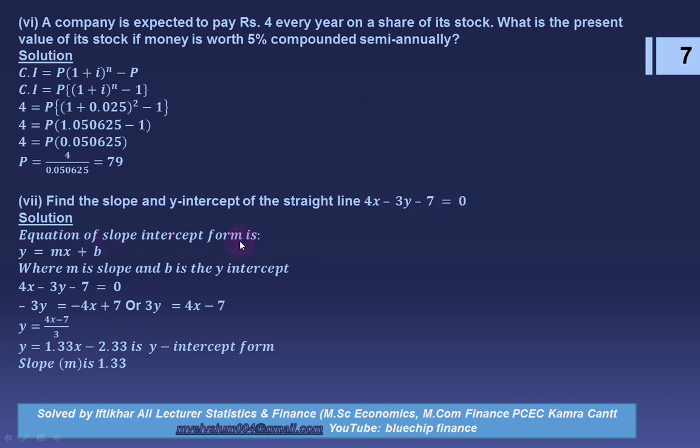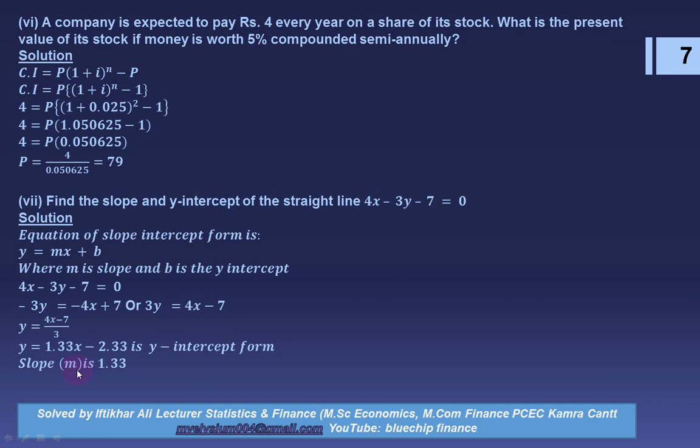Find the slope and y-intercept of the straight line 4x minus 3y minus 7 equals 0. The slope-intercept form of the equation is y equals mx plus b, where m is the slope and b is the y-intercept. So 4x minus 3y minus 7 equals 0, and minus 3y equals minus 4x plus 7, or we can say 3y equals 4x minus 7. You can interchange the sign of the whole equation. So 3y equals 4x minus 7, and y will become (4x minus 7) divided by 3. After dividing 4x by 3 and 7 by 3, it will become 1.33x minus 2.33, where 2.33 is the y-intercept.